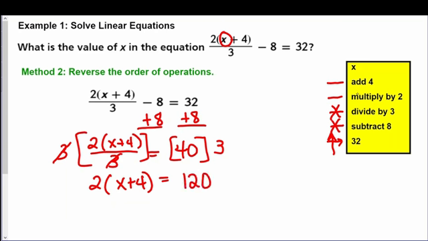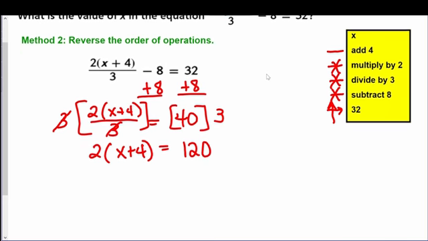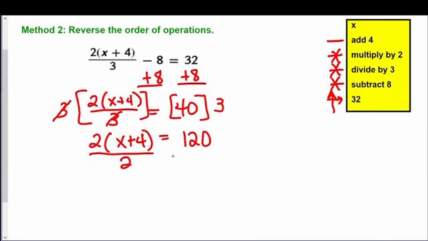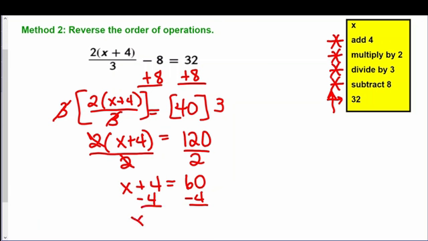Next, I want to undo the multiply by 2. And the inverse operation of multiplication is division. So I'm going to divide both sides by 2. And that leaves me x plus 4 on the left-hand side and 60 on the right-hand side. And then finally, the last thing I have to do is undo this addition with subtraction, and that should get me back to x. And I get x equals 56. So you see I get the same solution in either method. So at least you have choices and options, and sometimes one method may be preferred over the other.